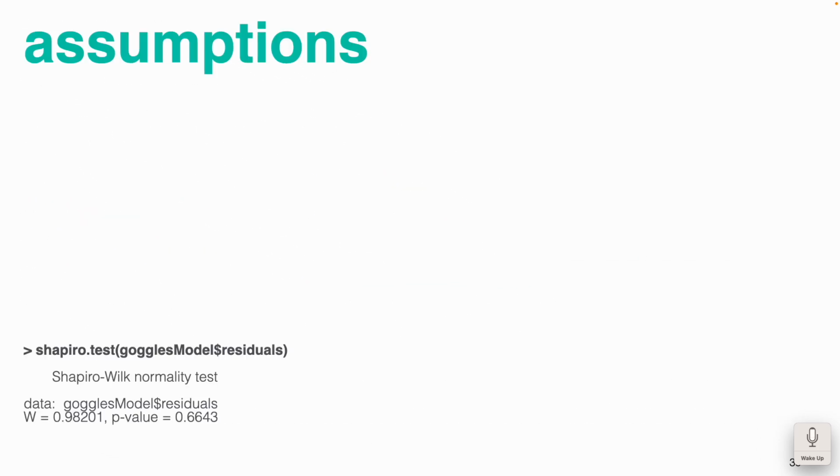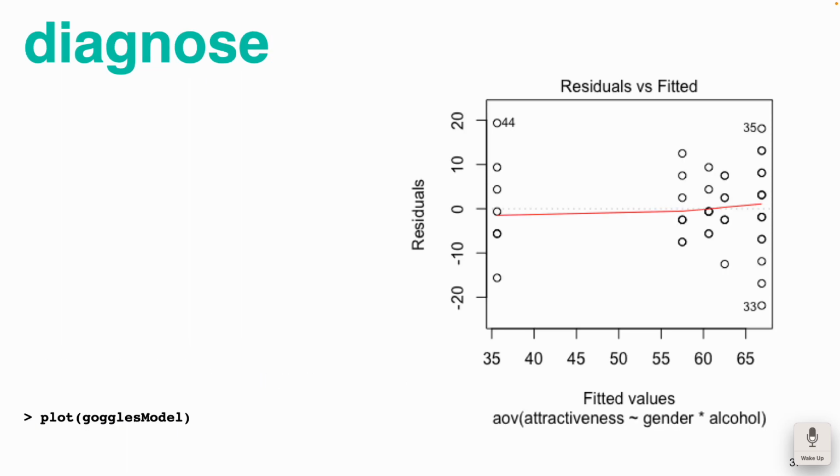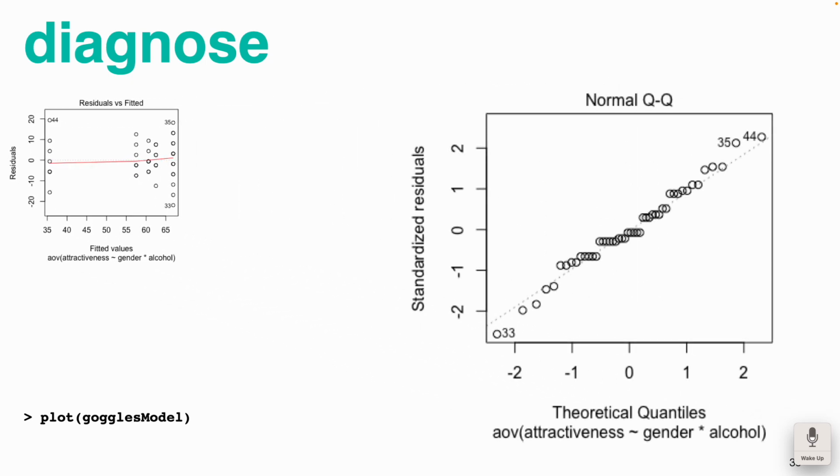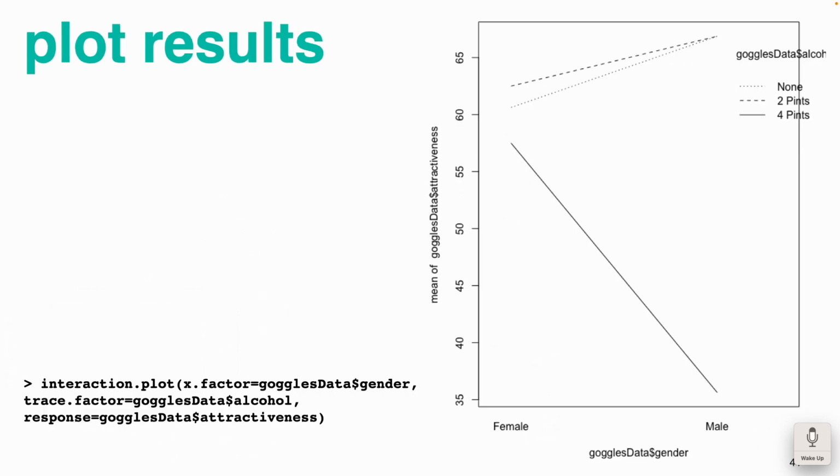So we test our assumptions. We have Shapiro-Wilk. Looks fine. Levene's test looks fine. Look at some residuals. They all look good. QQ. All right, everything looks good. Okay, this is the interaction plot.